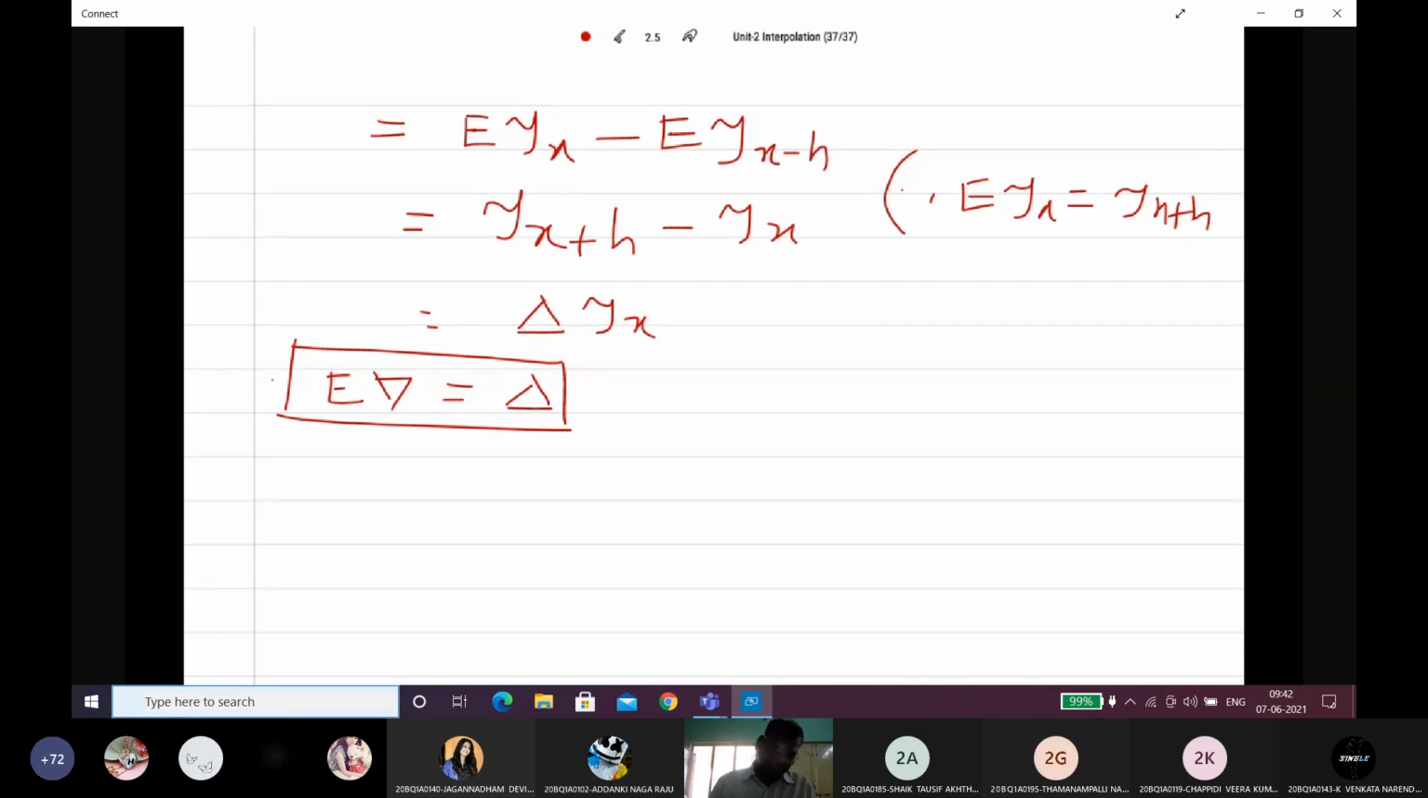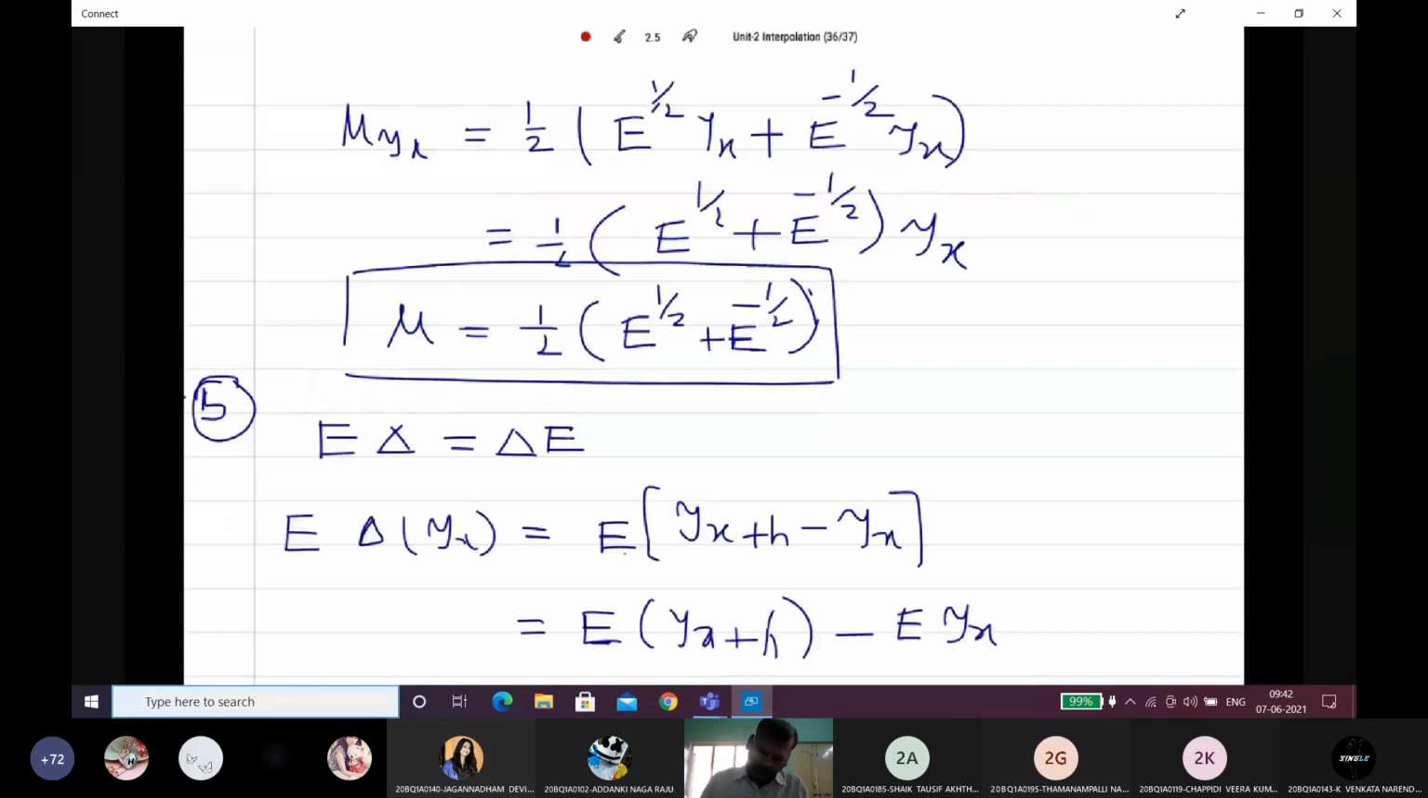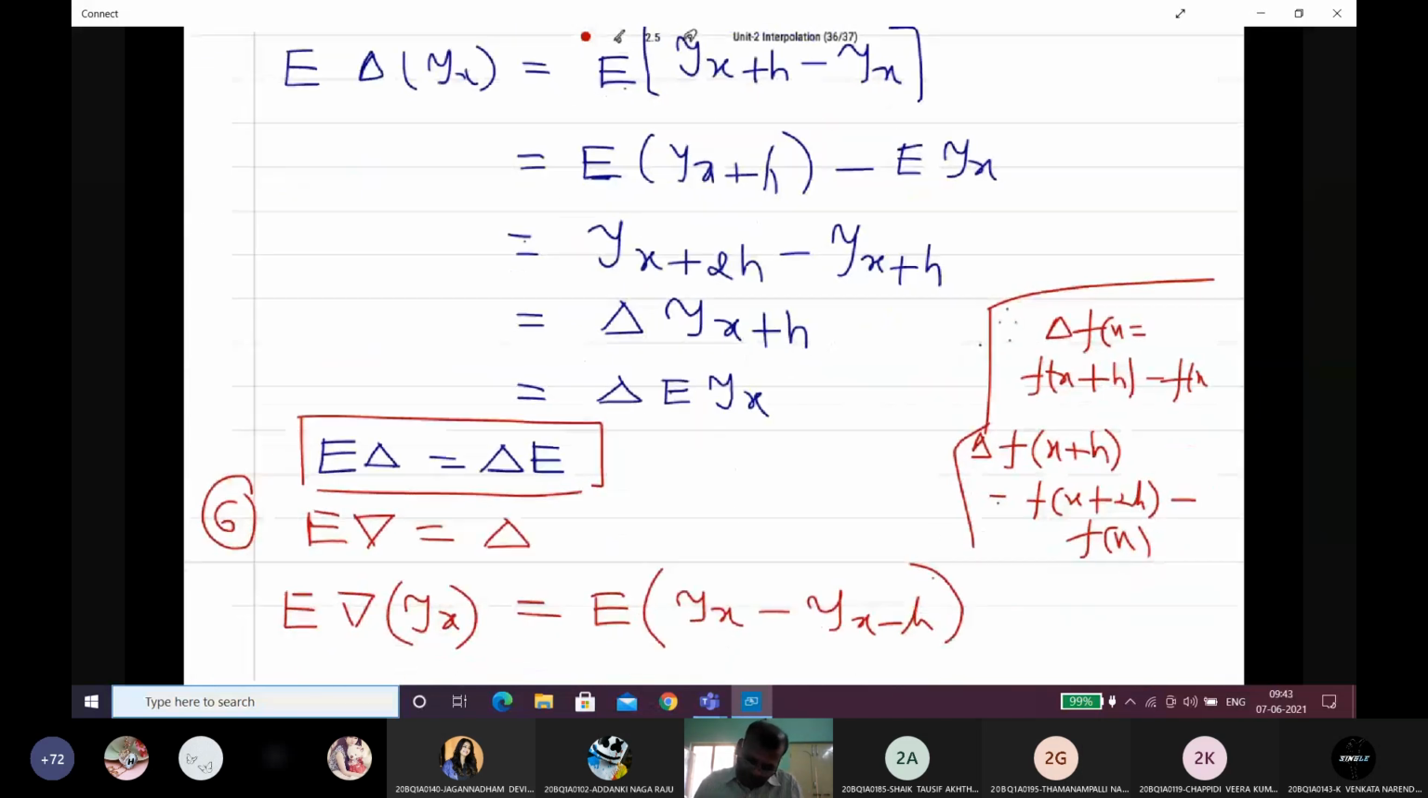Now we have to prove this one as like this. There are 3 parts in this. E del is equal to delta, that is equal to del E, that is equal to del E power 1/2. It is all the same notation, and we have to prove this.